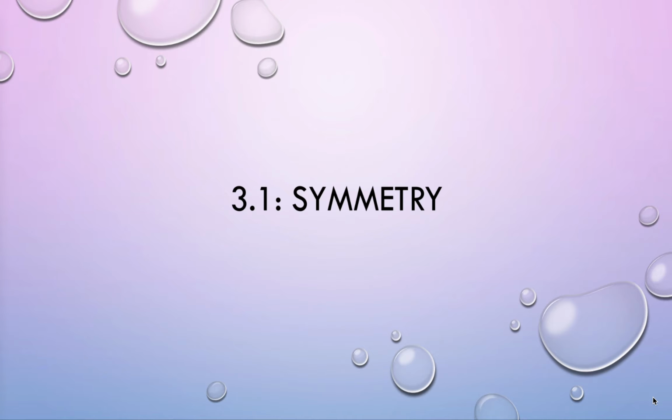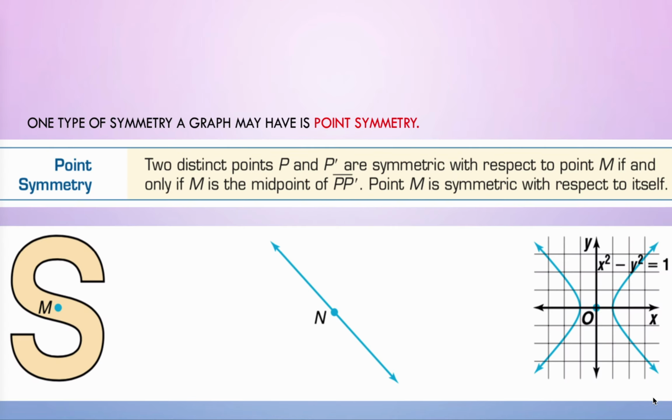3.1 Symmetry. One type of symmetry that a graph can have is called point symmetry.